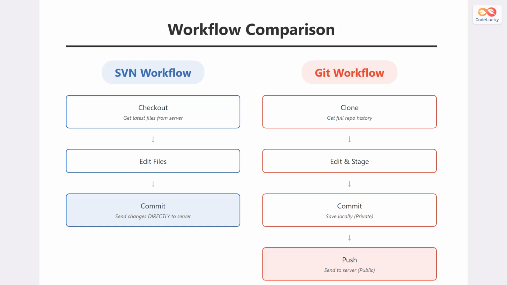How does this affect your daily work? With SVN on the left, the workflow is linear. You check out, edit, and then commit directly to the server. If the server is down or your internet is slow, you cannot commit. With Git on the right, you have an extra step. You edit and stage your files, then you commit them to your local repository. This saves your work history on your computer. Finally, you push that work to the server to share it. This separation gives you much more freedom.